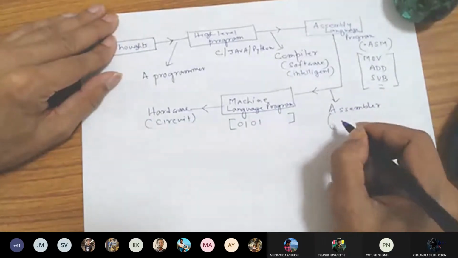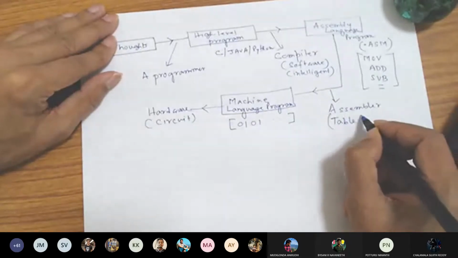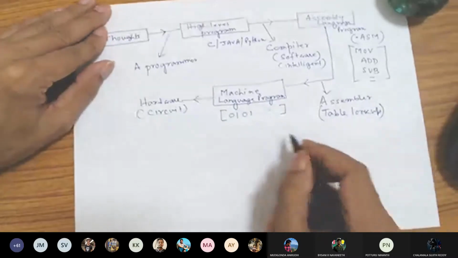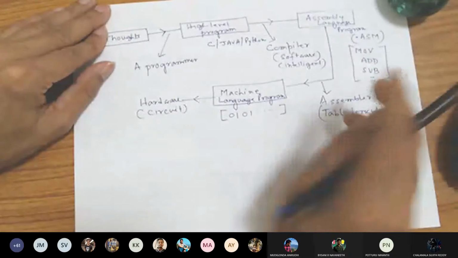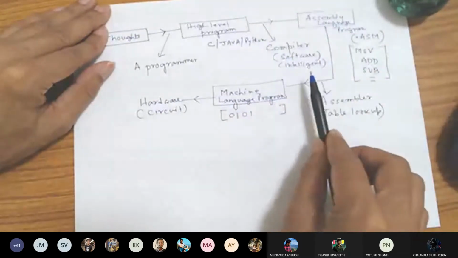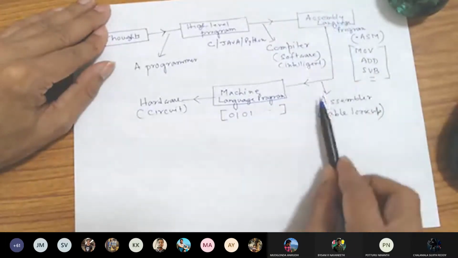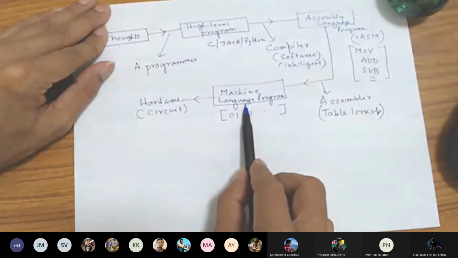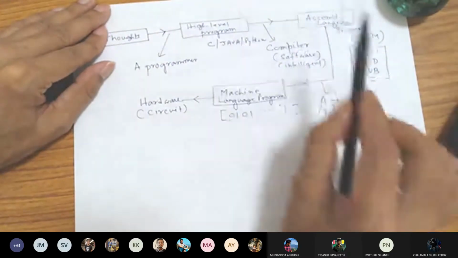It is a kind of table lookup based program. You have a table, on the left side it is written move, on the right side it's binary code. So in modern machines, you will find that assembler becomes a part of the compiler. So from the high level language directly, you reach the machine level language. In between, you do not see assembly language program in the modern systems.